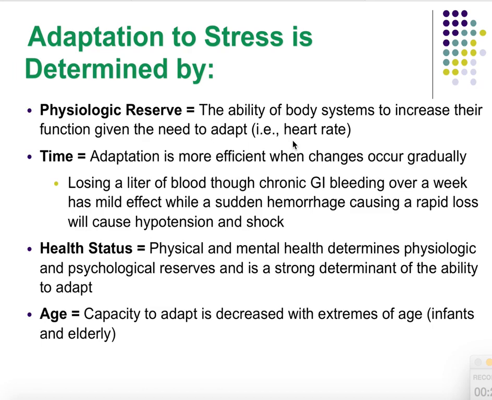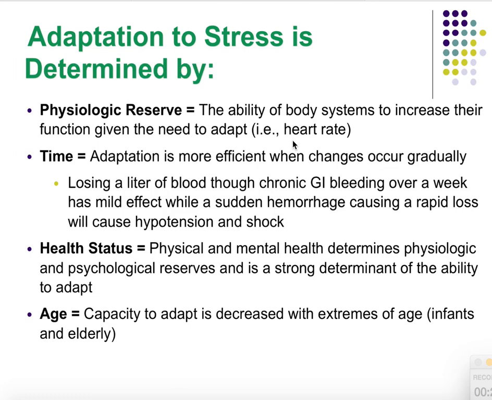Time is another determining factor. By time, we're talking about the fact that adaptation is more efficient when the changes happen gradually. For example, if you lose a liter of blood through chronic GI bleeding over the course of a week, the effect is going to be more mild compared to losing a liter of blood in the matter of seconds because of a sudden hemorrhage.